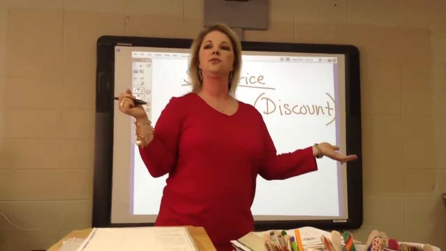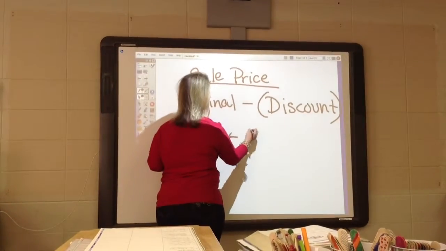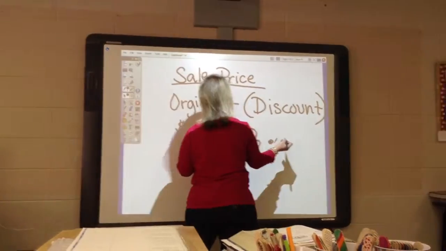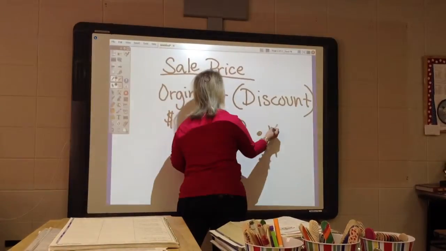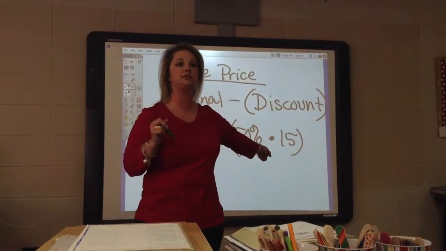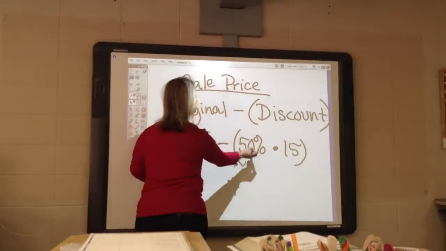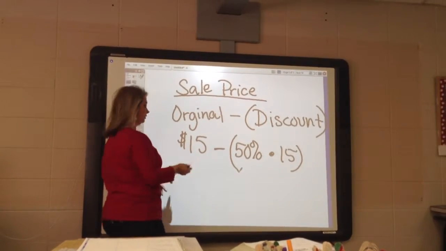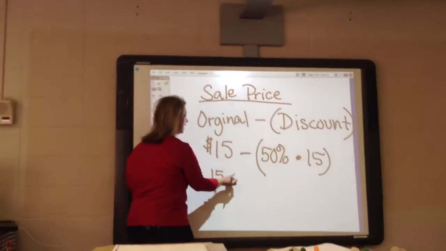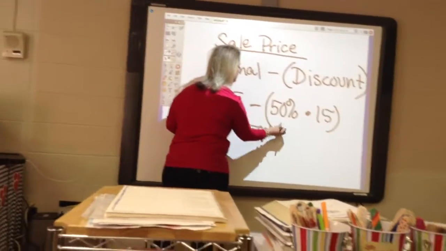30. We just did 30. Let's do 50. 40. Let's do 50. All right, so 50%. So we're going to do 50%, okay, times what? $15. All right? And whenever I multiply, I must change that percent to a decimal. Have to. And we move 2 places to the left to make that into a decimal. All right, so I'm going to do what? $15 minus decimal 50 times 15.